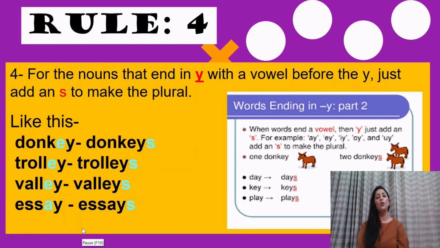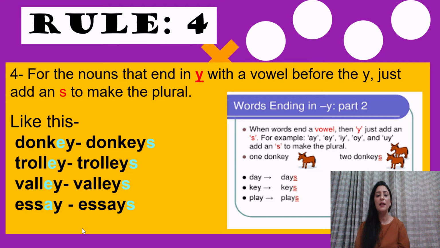Now coming to rule number 4: for the nouns that end in Y with a vowel before the Y, just add an S to make its plural form. So I would like to explain it again. When the word is ending with Y and before Y there's a vowel, we'll just add S to form its plural form.